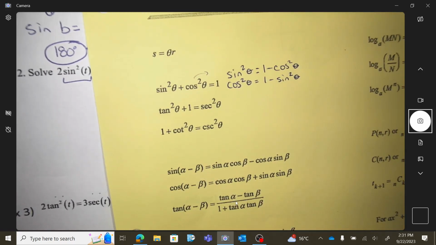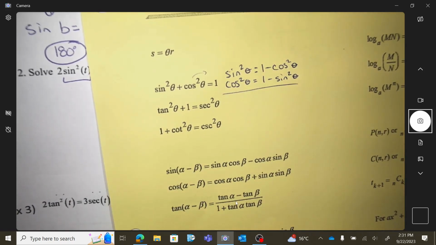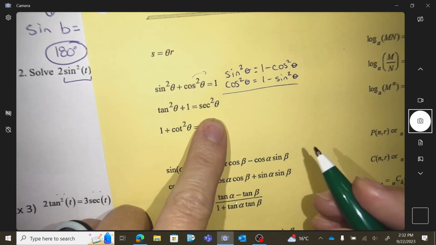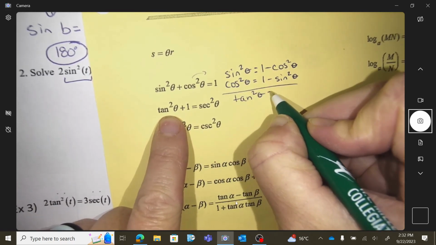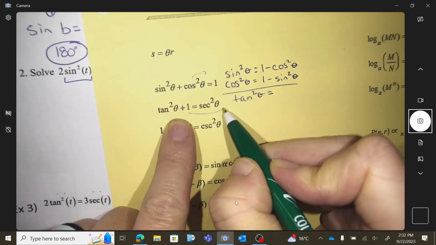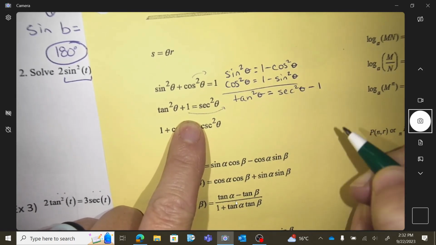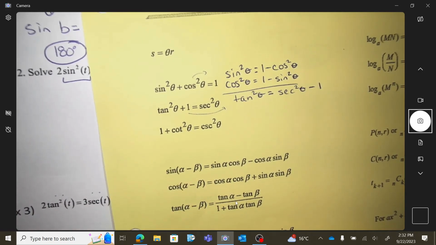Okay, is that how you moved it around? 1 minus sine would have been the cos. Why don't we just go ahead and do all of these? Because then it's all on your sheet. So if you could move this around, tan squared theta would be secant squared theta minus 1. Right, if I moved it in that way.